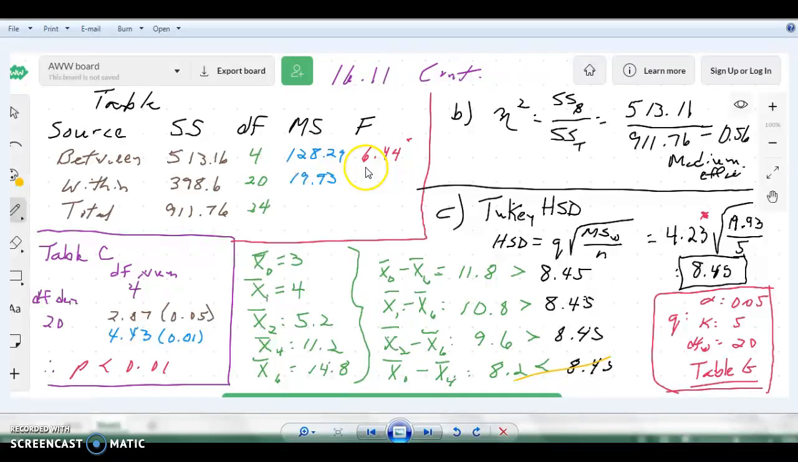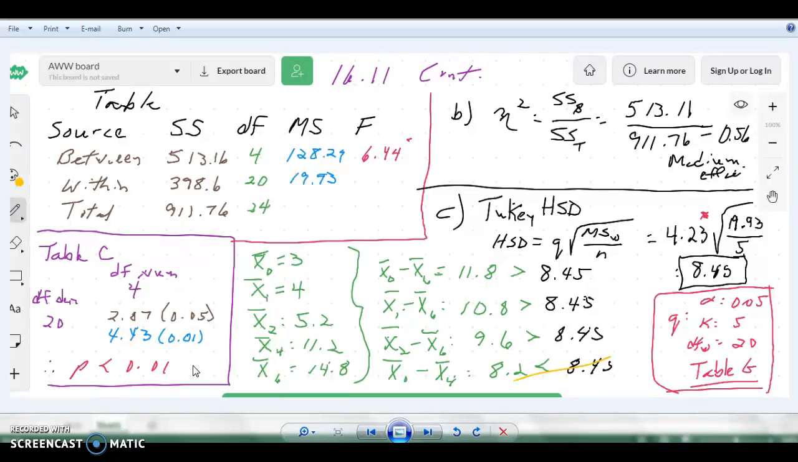But here we have a value of 6.44, so it's beyond the 4.43, which means we're further out on the tail, which means our p-value is less than 0.01. We can't find by hand exactly what it is, but we do know that it's less than 0.01. So hopefully that helps for the first part of that problem.